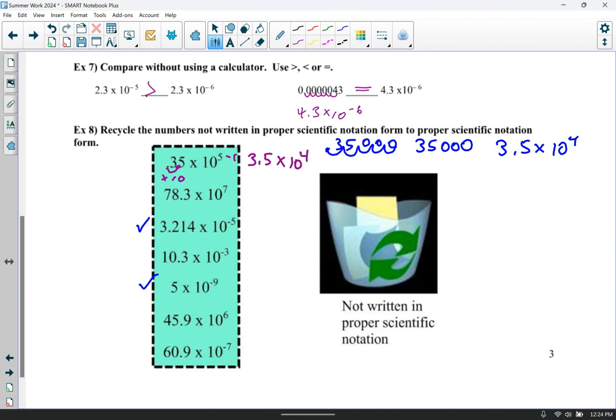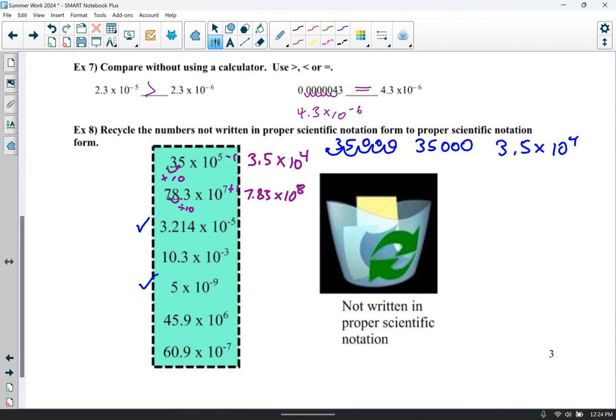Okay, so that's what we would do if our significand's too small. If our significand is too big, like 78.3 times 10 to the 7th, I need to move the decimal 1 space to the left, as if I'm dividing by a power of 10. I'm taking out a power of 10 of our decimal number. It needs to go somewhere, so I'm going to put it to the exponent. I'm going to add 1 there, making it 7.83 times 10 to the 8th.